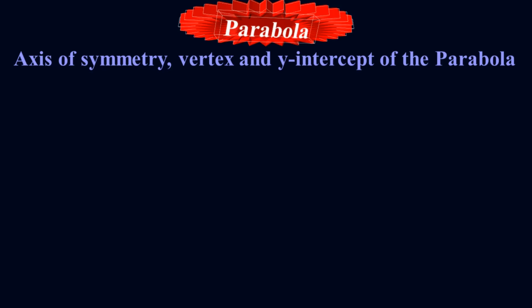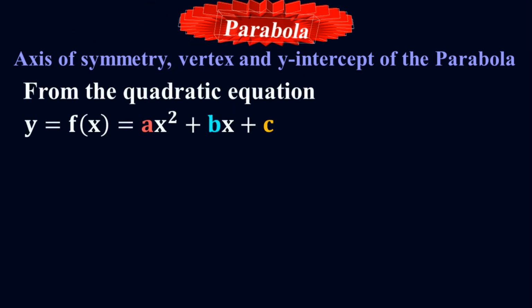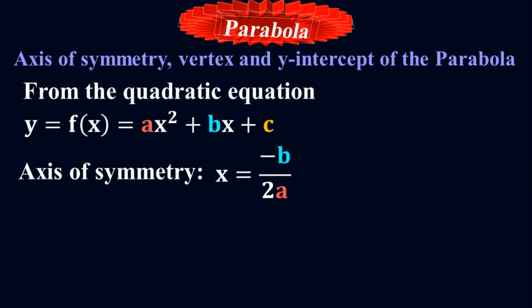To identify the axis of symmetry, vertex and y-intercept of the parabola from the quadratic equation, which is ax squared plus bx plus c, my axis of symmetry is actually x equals negative b over 2a. This negative b over 2a is my axis of symmetry, which is the x value. This is my b and this is my a.